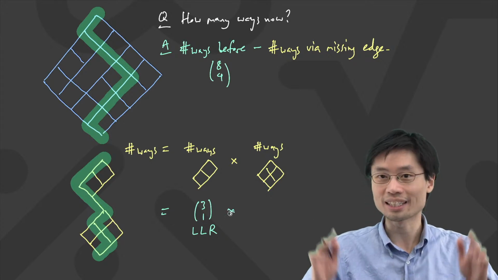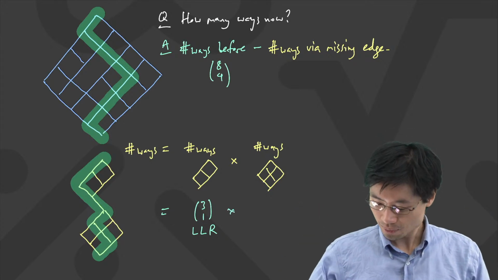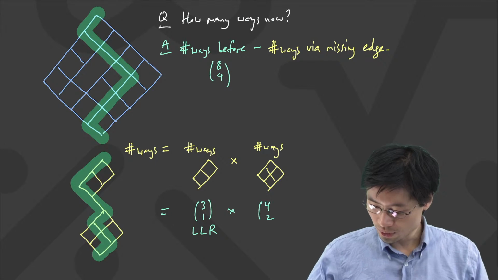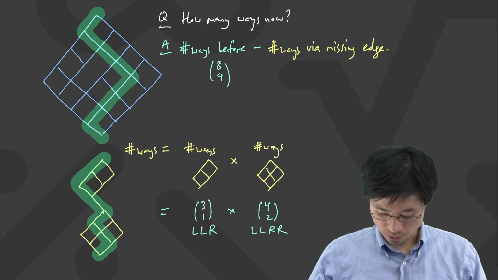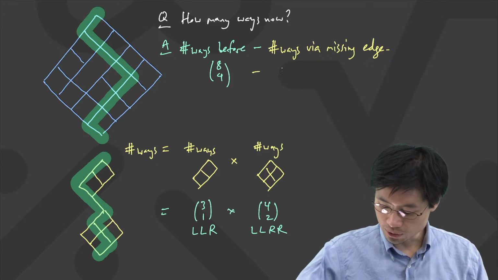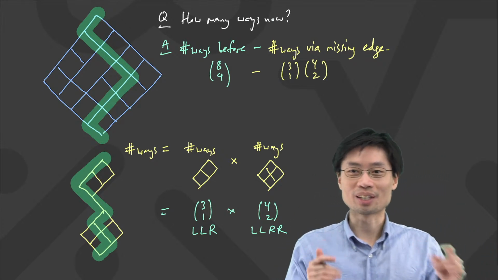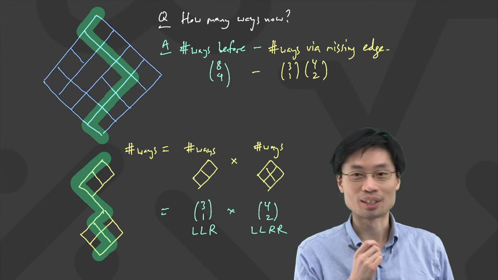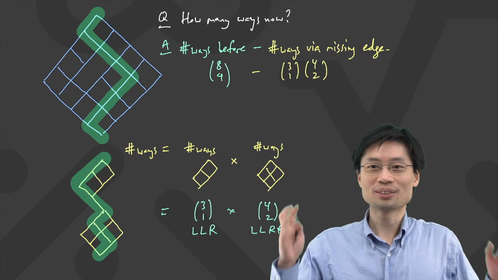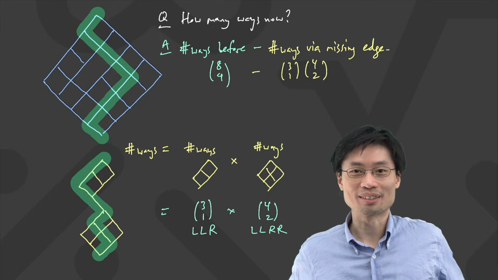Times, what about the right-hand side? That's 4 choose 2. 4 choose 2 because there's 2 L's and 2 R's. And so the answer to the whole question is 8 choose 4 minus 3 choose 1 times 4 choose 2. And that's where I wanted to make sure we got to by this point today. Sorry we went over time, but we'll continue next time and continue walking through all these different kinds of ideas.